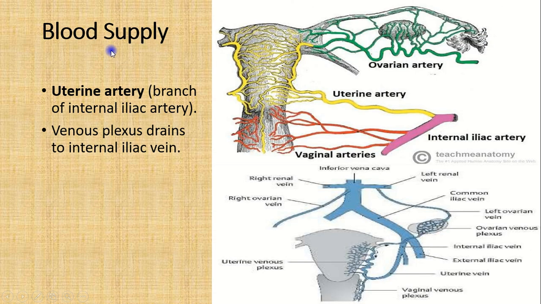So what is the blood supply to the uterus? The blood supply to the uterus comes from the uterine artery, a branch of the internal iliac artery. So you can see the internal iliac artery giving the uterine artery here, supplying the uterus. The venous plexus drains to the internal iliac vein. So the uterus is drained via the venous plexus. So the venous plexus here, it drains into the internal iliac vein. So you can see the internal iliac vein here.